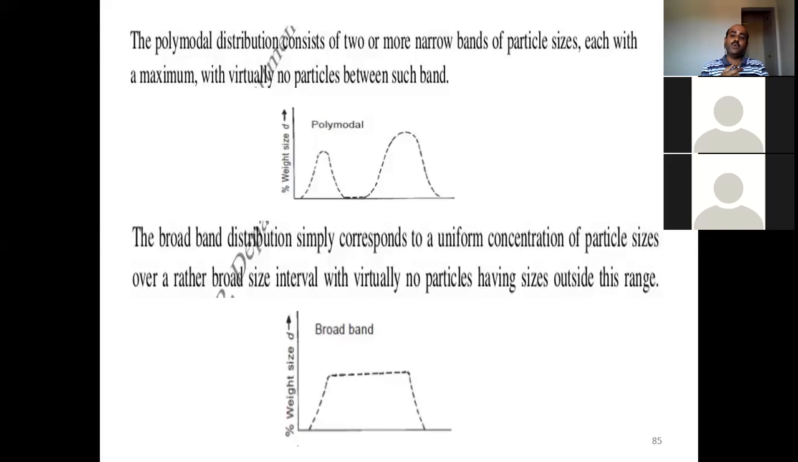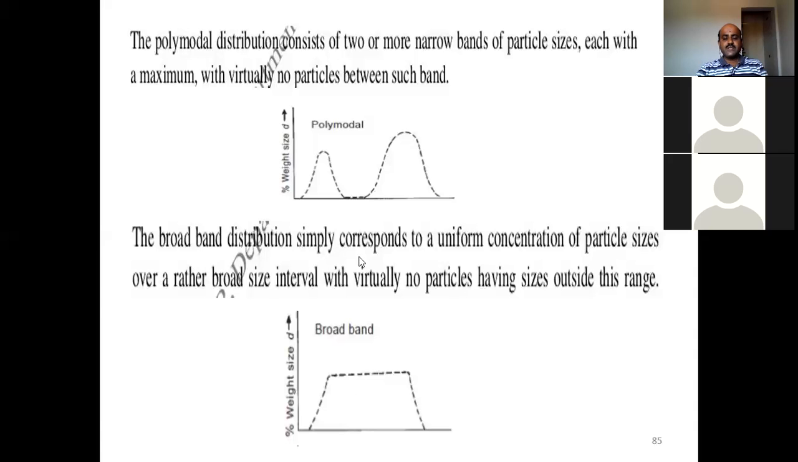The previous slide explained the unimodal distribution, and this is the polymodal distribution consisting of two or more narrow bands. You can see here, in the narrow band distribution, you have two or more narrow bands of particle size, each with a maximum, with virtually no particles between such bands. Here it is zero. This is one band and this is the other band. Each one will have its maximum size, and virtually there will be no particles between such bands.